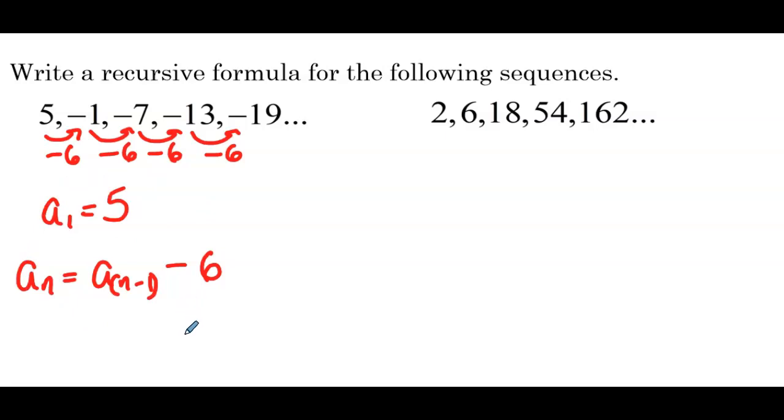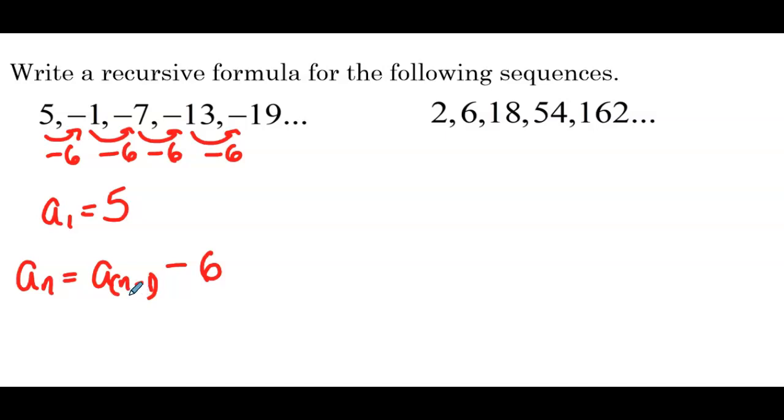So here's what a recursive formula is really good for. It's good for knowing where the sequence starts and what the pattern is. Subtract 6. What it's not that great at is finding like the 100th term of the sequence. Because to find the 100th term, I need the term before it, right? That's what this is saying. Find the 100th term, I need the 99th term, 100 minus 1.